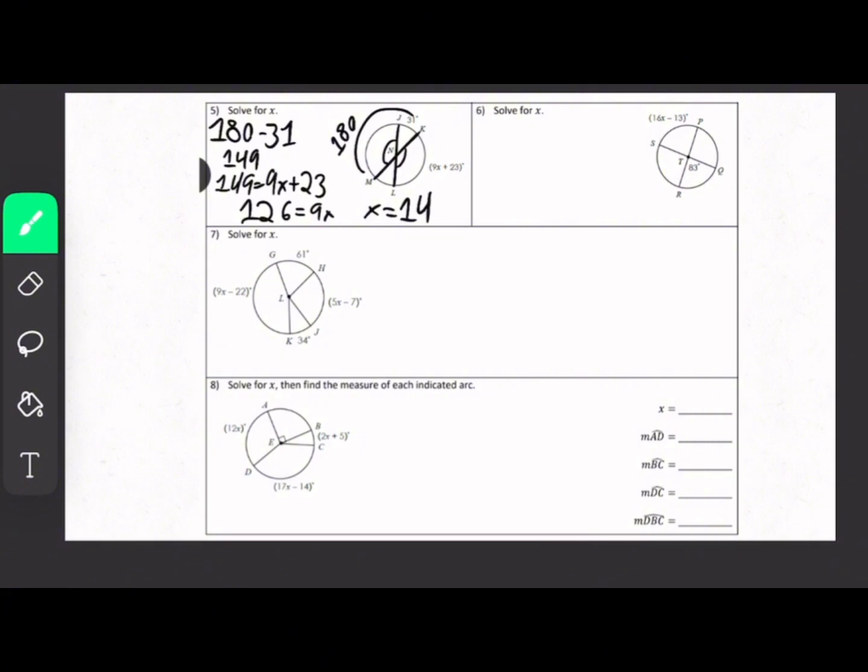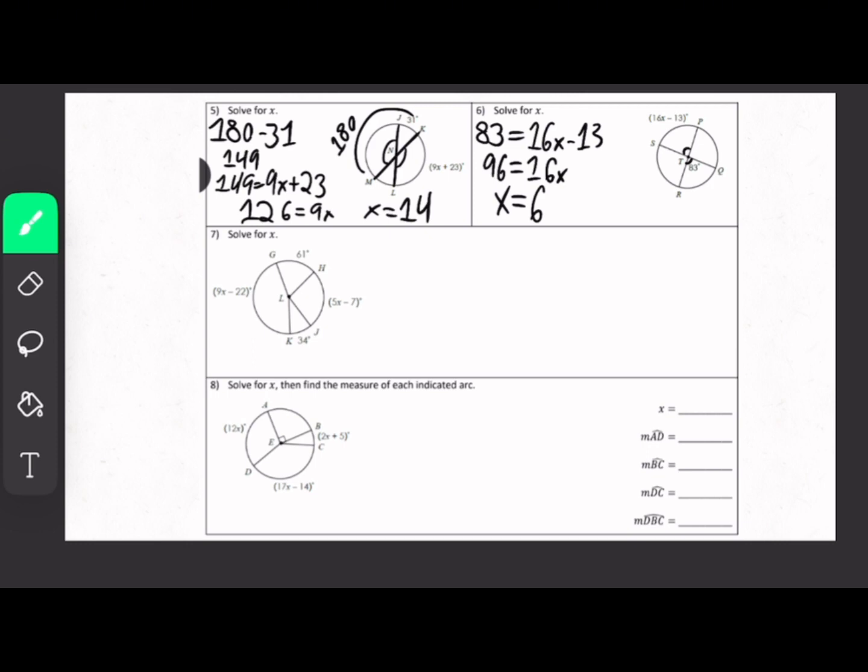Alright. Again, solve for x, please. 5, 4, 3, 2, and 1. Alright. So 83, this is another vertical angle. So 83 equals 16x minus 13, which would be 96 equals 16x, which would mean x equals 6.